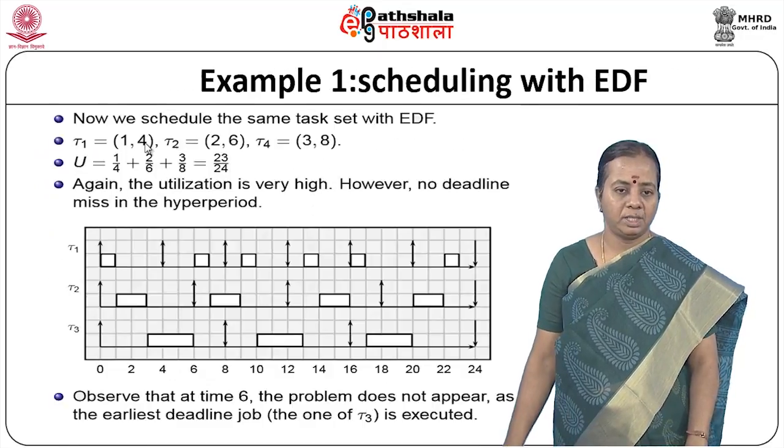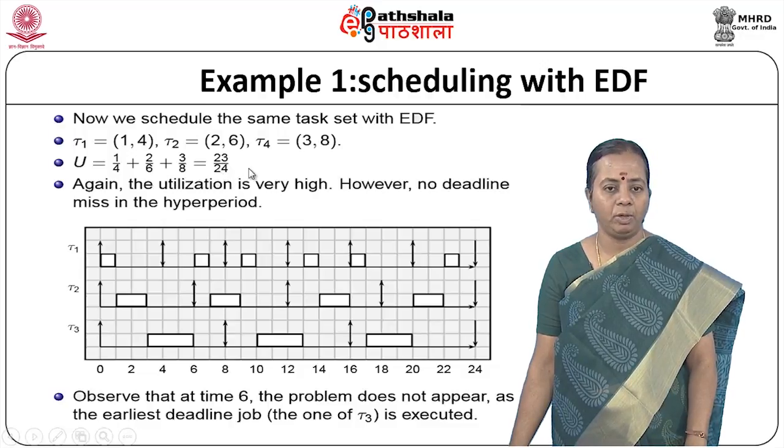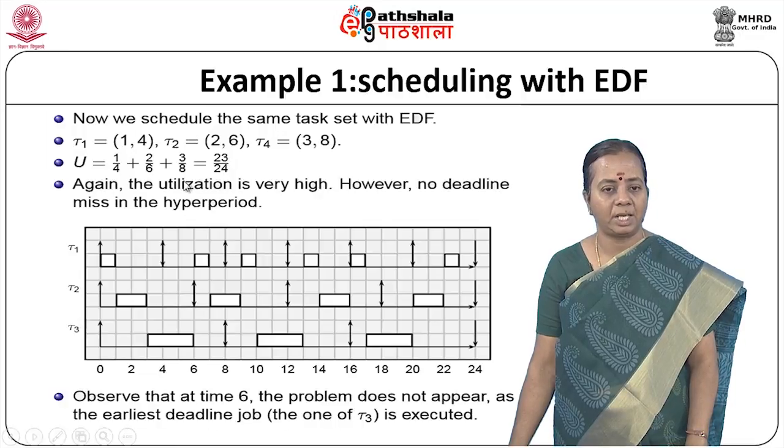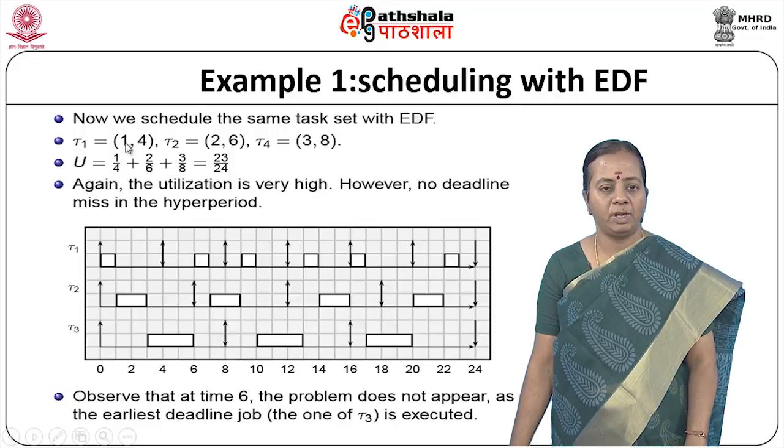Here we get a utilization ratio of 23/24, which is less than 1. So if I find it is less than 1, then I will say that it can be schedulable with EDF. When I look at this, first I see this is 4, this is 6 and this is 8. Because of that, T1 is given the topmost priority, so it has been scheduled first.